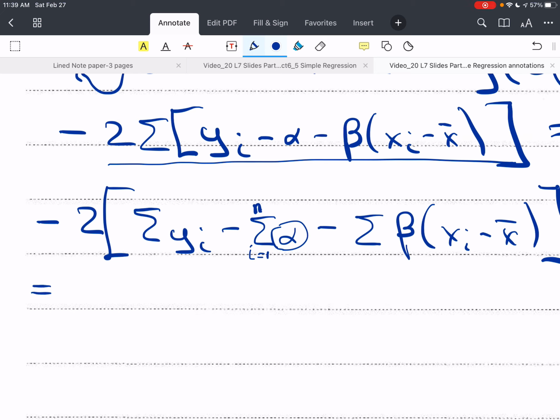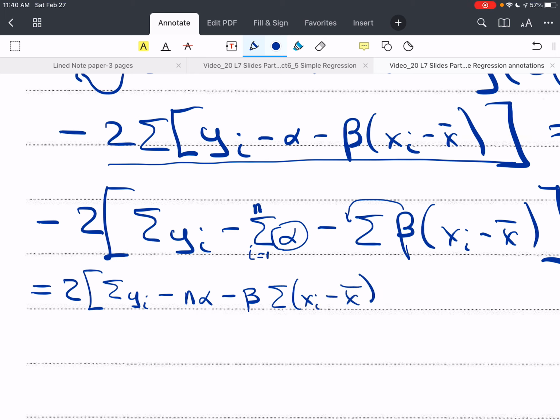All right, negative 2. Now I have the sum of yi minus n times alpha minus, I can pull the beta out in the front. I've got beta times the sum of xi minus x bar quantity. Now, this is 0. It's always 0. The sum of the x's minus their mean is 0. Let me show it to you very quickly.